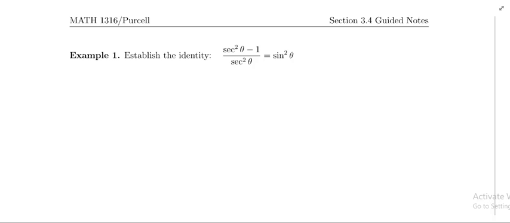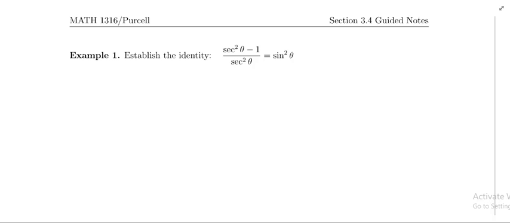If you read through the tips for establishing an identity, you are going to choose one side of this equation and start working with it until you get to the other side of the equation. So you pick one side of the equation and start working with it. You ignore that other side of the equation.